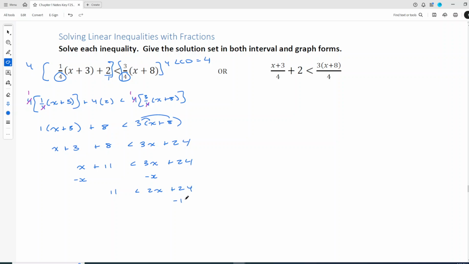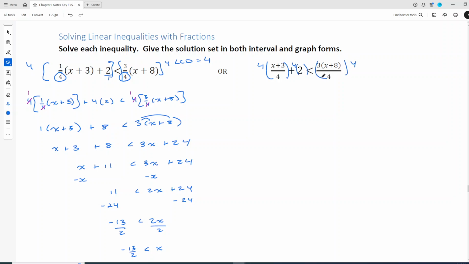Then I'm going to minus 24 from each side. And I get negative 13 is less than 2x. Then to get x by itself, I'm going to divide both sides by 2, and I end up with x is greater than negative 13 halves. Right? Awesome.